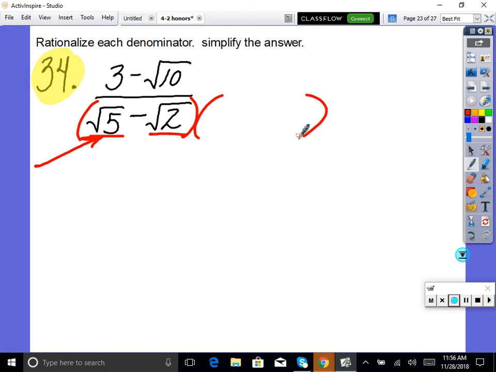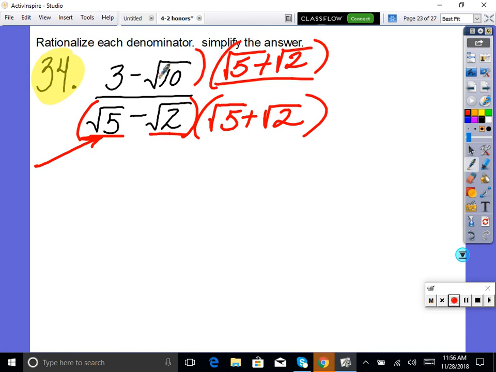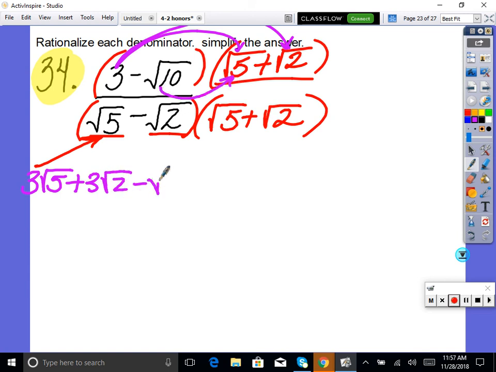So to rationalize this, we'll have to multiply by root 5 plus root 2. Root 5 plus root 2. So let's continue this one. So multiplying out the top in pink. 3 times root 5 is 3 root 5. 3 times positive root 2 is positive 3 root 2. Right here, we have negative root 50 and negative root 10 times positive root 2 is negative root 20.